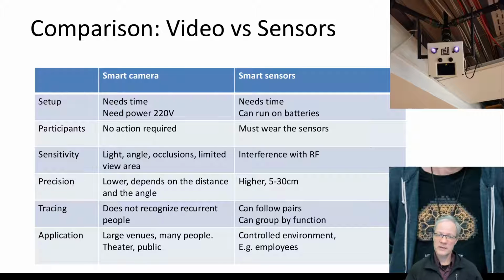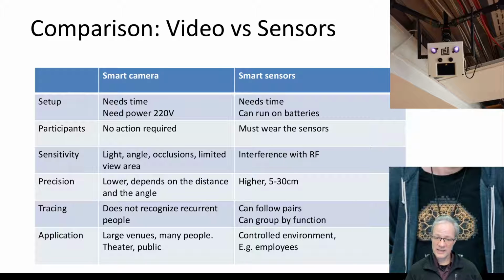So when comparing the 2 solutions, video and the sensors, we found out that the camera is good because the people don't have to wear anything, right? They just appear there, right? That could be good for large venues, let's say a performance theater or some public events where people just come in and then we can sort of monitor how things are happening and then report later to the management so that they can see how to do the crowd management there.